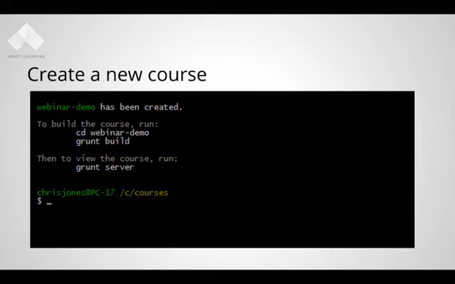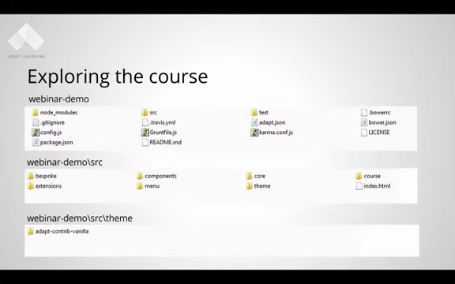So here you can see that we can change directory into the webinar demo folder and run grunt build to compile the source, and then we can run grunt server and actually open it up and preview it in your browser. So when you've got all of the files downloaded, you should be able to explore through the webinar demo folder, and you'll see that you have the source code and also all of the tests downloaded.